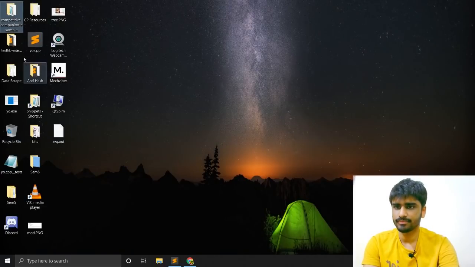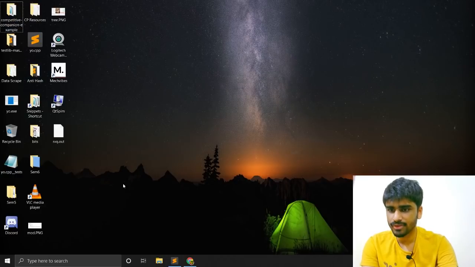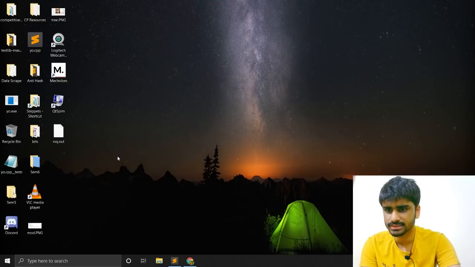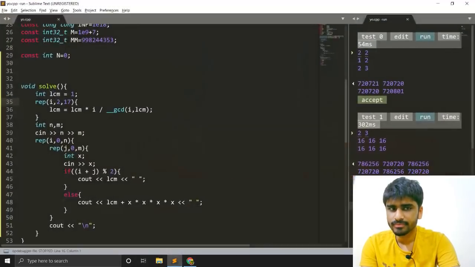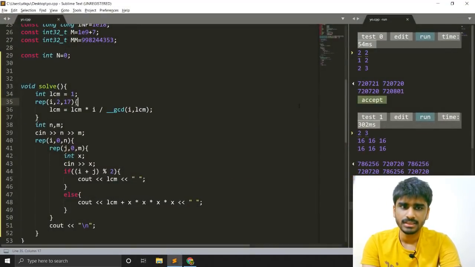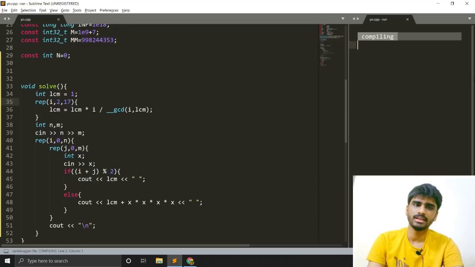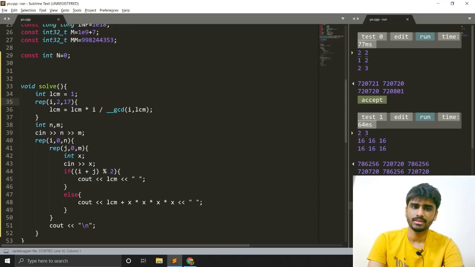Where is it? Yocpp.out, yocpp.tests. It was somewhere here. I have a file named yocpp tests. I can't find it right now, but I have a file like that. Yeah, so in that all the tests are stored, and it fetches those from there.